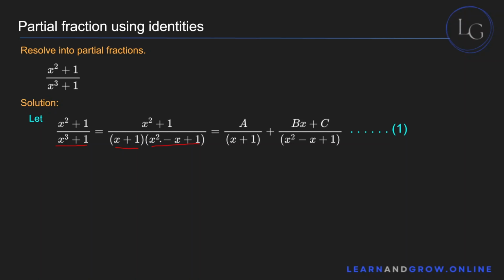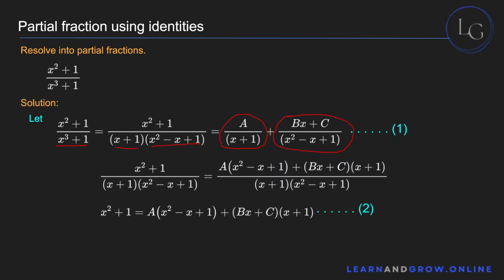And once you've done that, you'll basically do what you've done before. Now the linear factor will have one partial fraction, which is this, and the quadratic factor will have one partial fraction, which is this. And so now you'll just do what you've done before. You'll take the LCM so that the denominators on the left hand side and the right hand side are equal. So a will be multiplied with this quadratic factor and bx plus c will be multiplied with this linear factor, and so will the denominators.